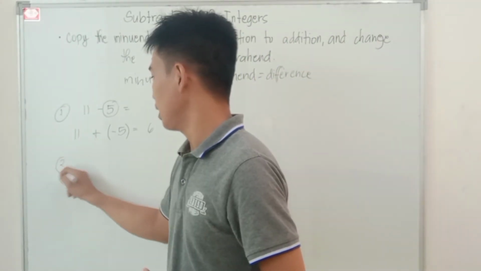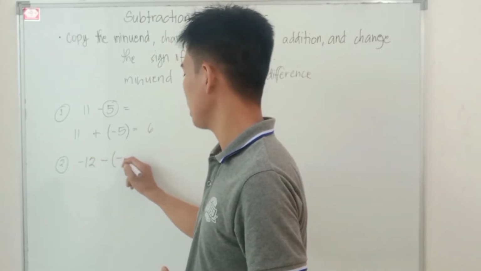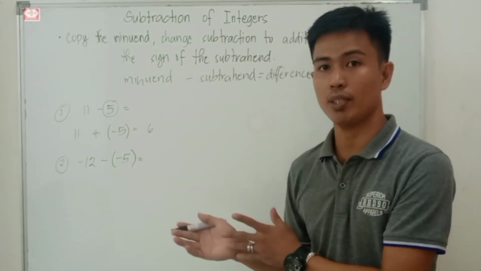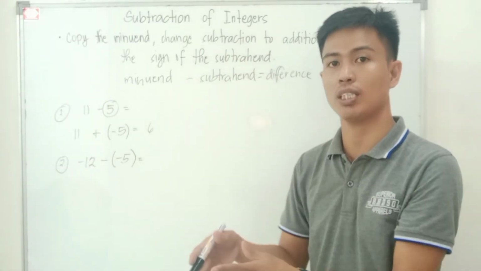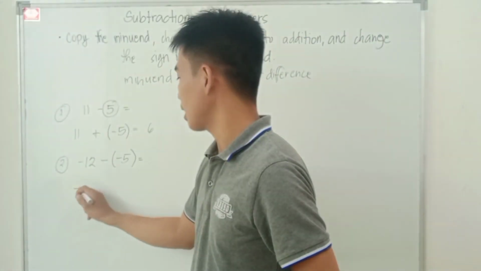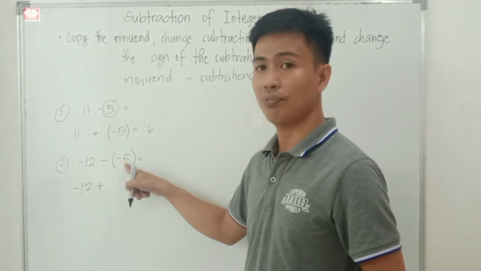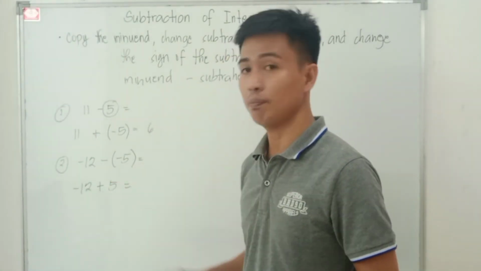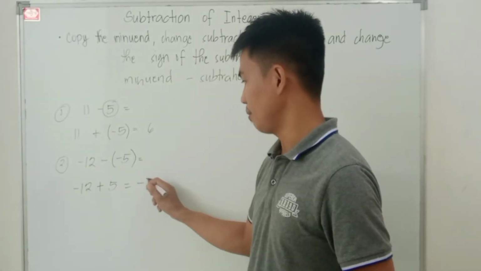So, the next example is, let's say we have negative 12 minus negative 5. So, kapag ganyan naman yung given, so, same process, copy the minuend, then change subtraction into addition, and change the sign of the subtrahend. So, copy the minuend, that is negative 12, then subtraction, magiging addition, and negative 5, papalitan natin ang sign, gagawin nating positive 5. Then, proceed to addition. So, negative 12 plus 5 is negative 7.